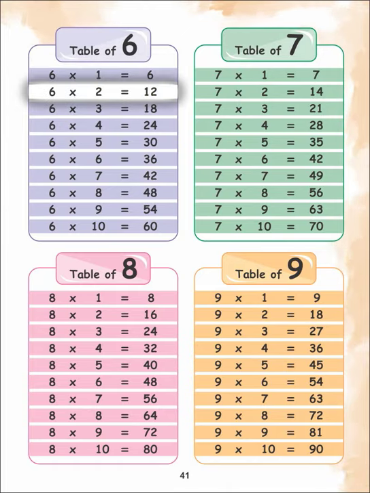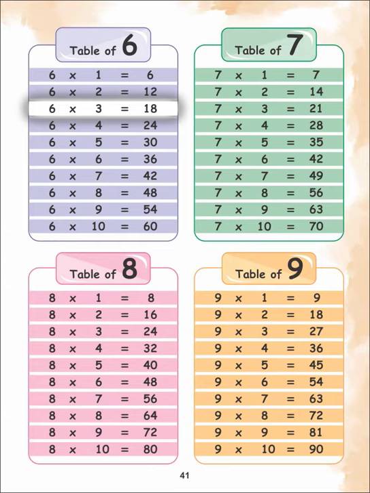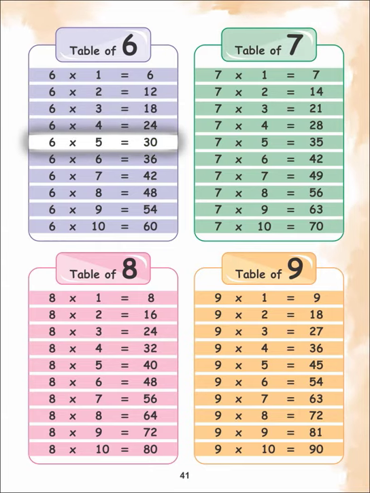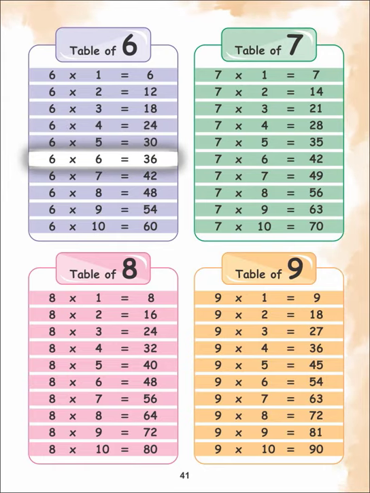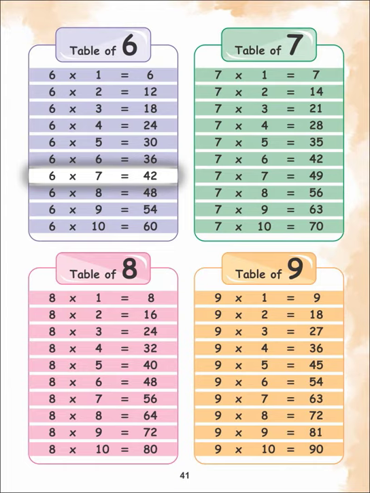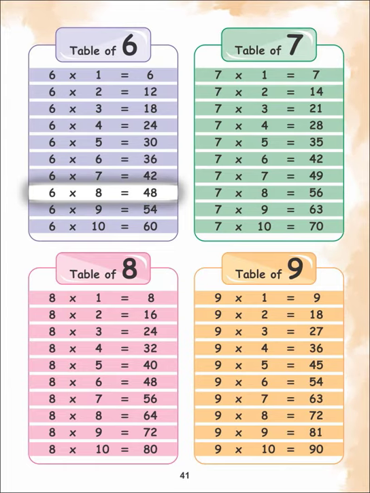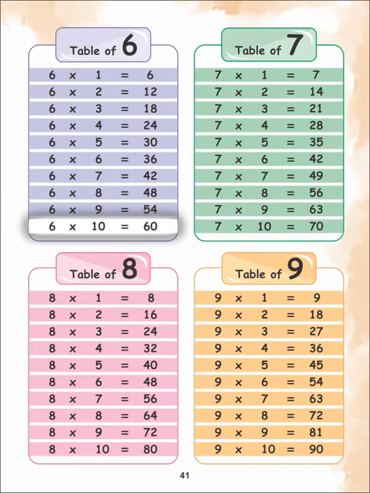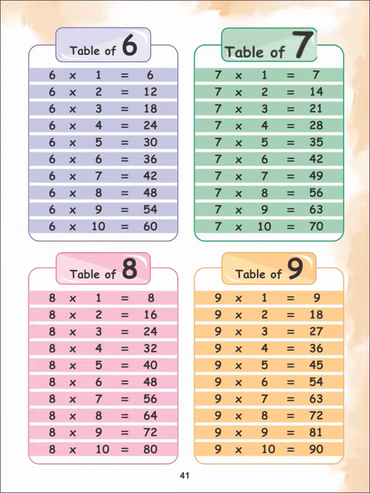6 twos are 12. 6 threes are 18. 6 fours are 24. 6 fives are 30. 6 sixes are 36. 6 sevens are 42. 6 eights are 48. 6 nines are 54. 6 tens are 60. Table of 7.